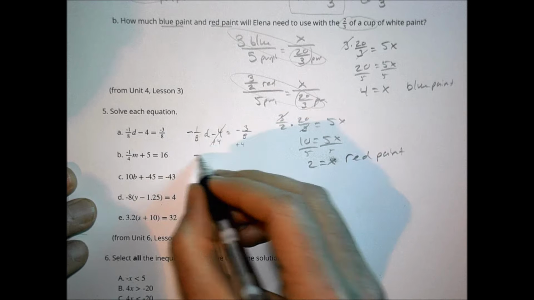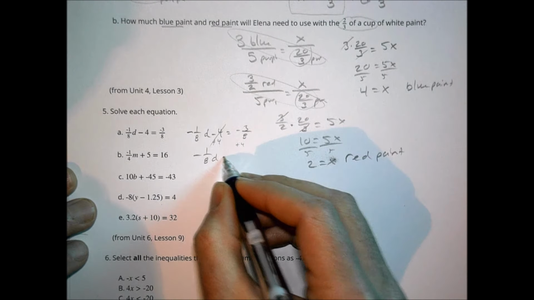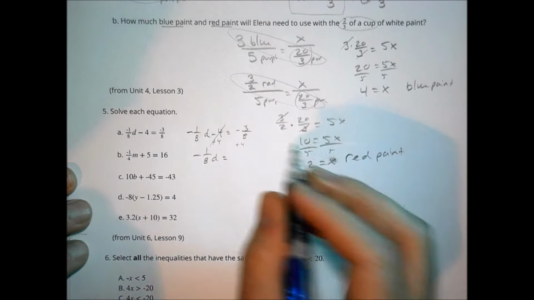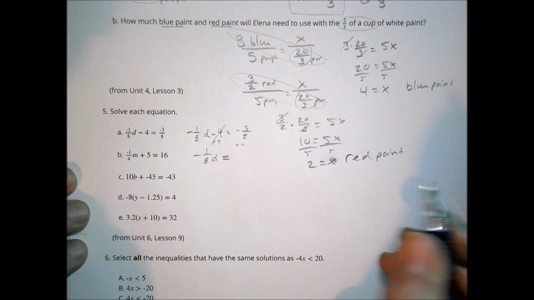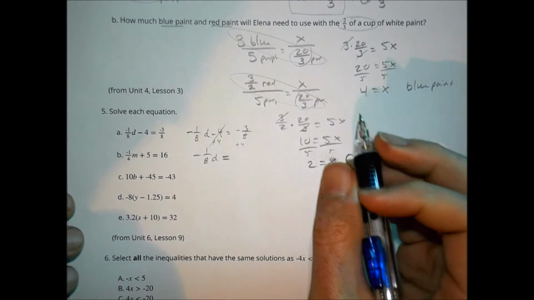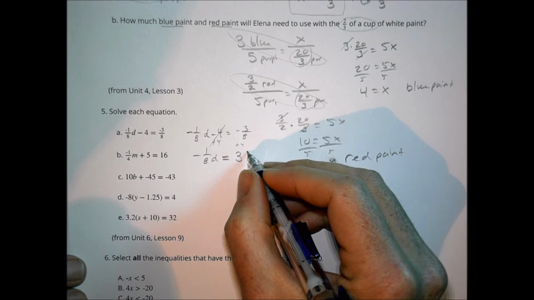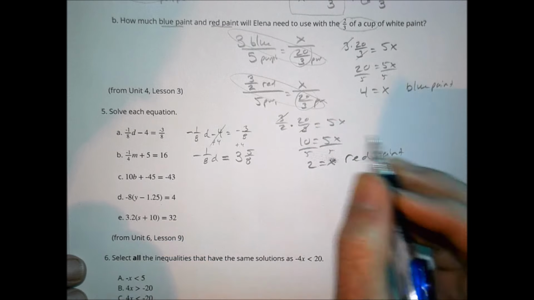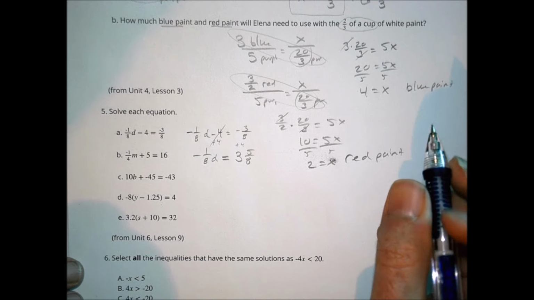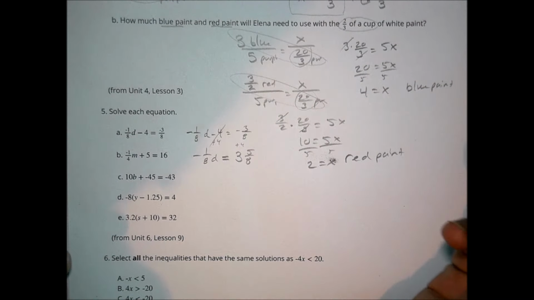So I have -1/8 d equals 4 minus 3/8. All right, so that one might be a little trickier for you if you're not sure about 4 minus 3/8. It's going to end up being 3 and 5/8 is what I come up with there. Okay, so how would you do that if you're not sure?